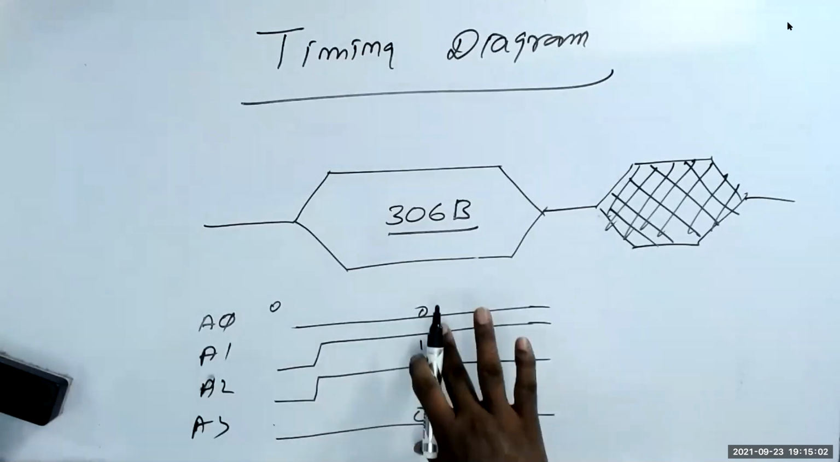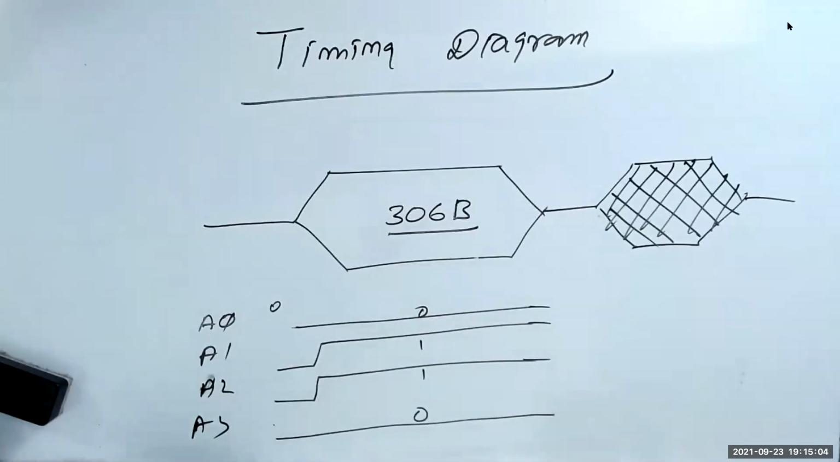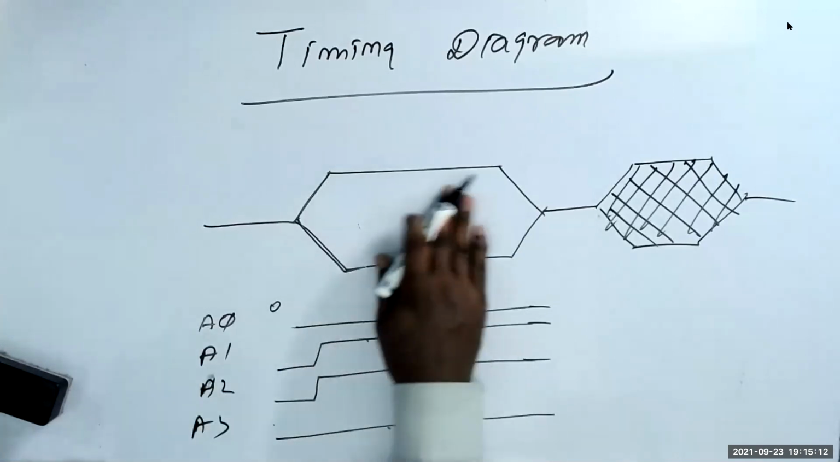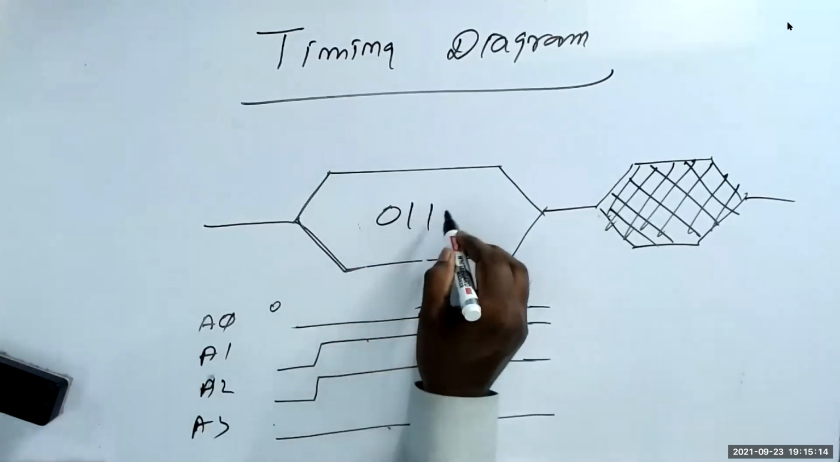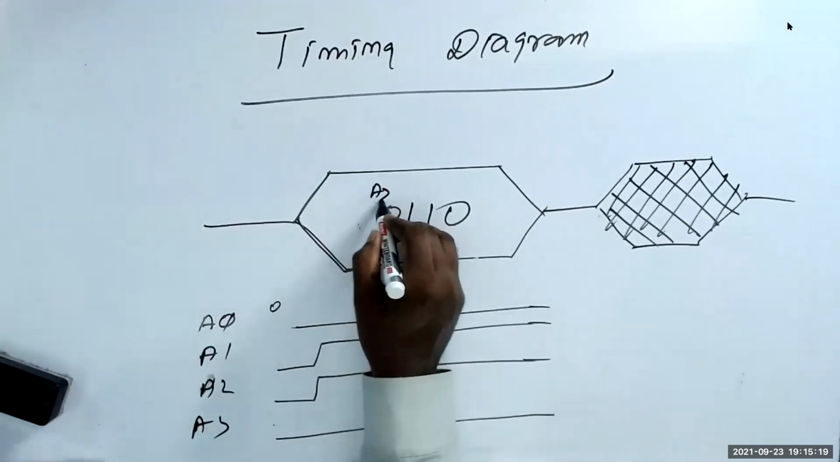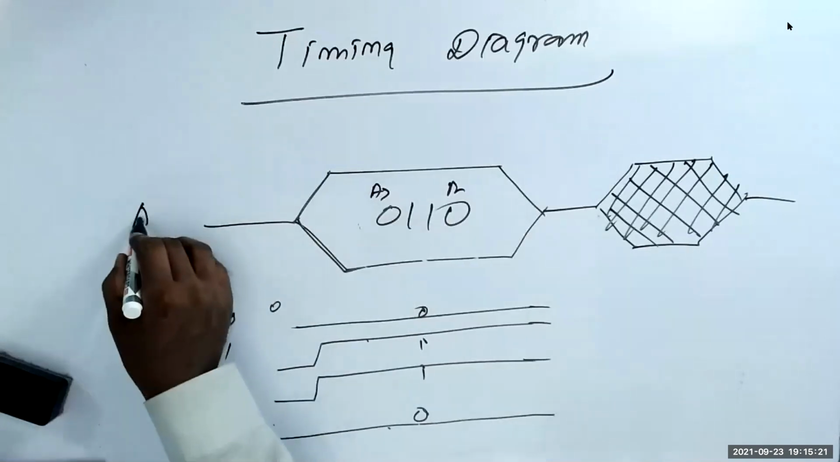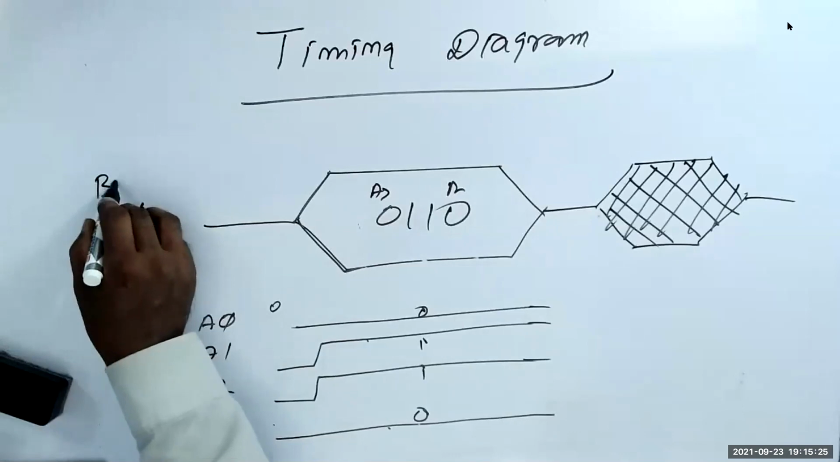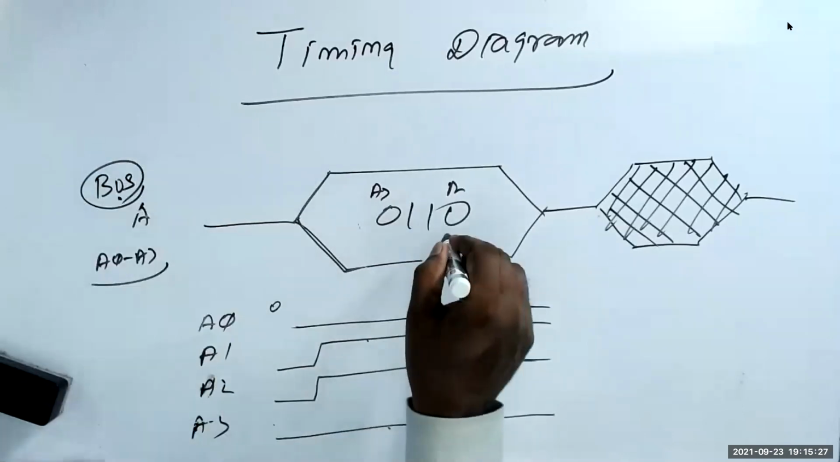Now, if we combine all of the 4, you don't know what is what, because one is high, one is low. That's why we draw like this. Here I write 0, 1, 1, 0. This is A3, this is A2. They write here A0 to A3. This is called a bus. When we draw a bus, we draw like that.